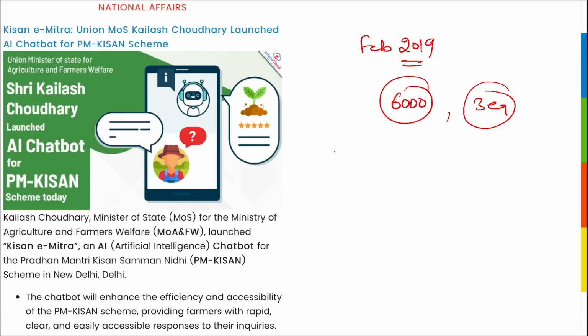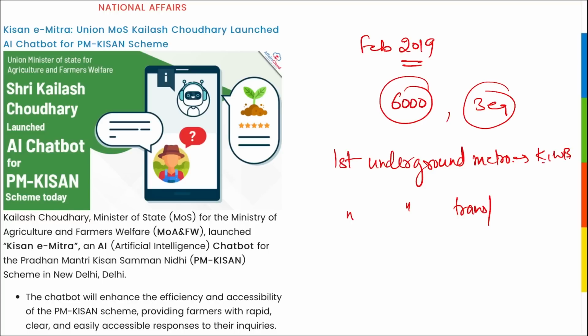Here, if I ask you, where is India's first underground metro and India's first underground transformer? The metro is in Kolkata, West Bengal, under the Hooghly River, and the transformer is in Bangalore. Right, India's first underground transformer.